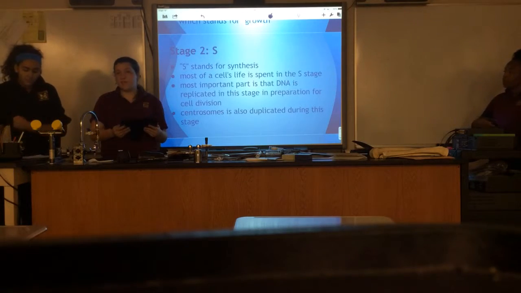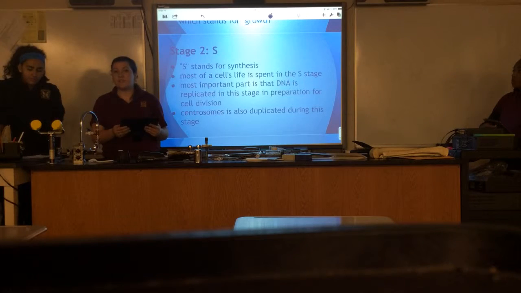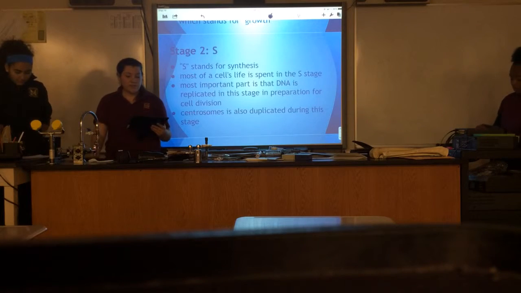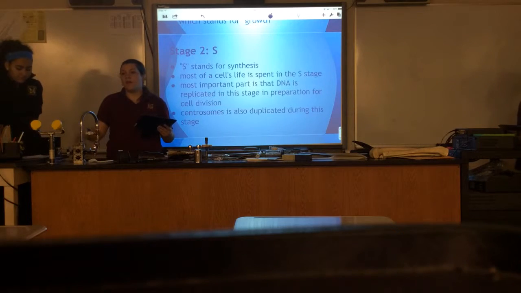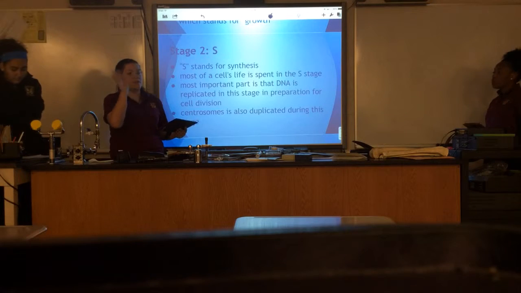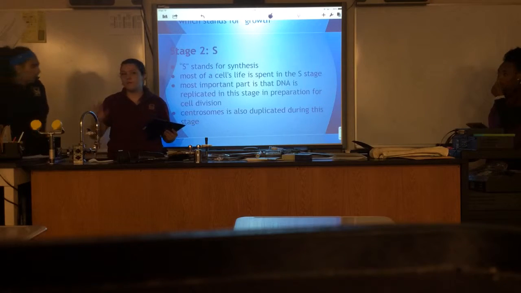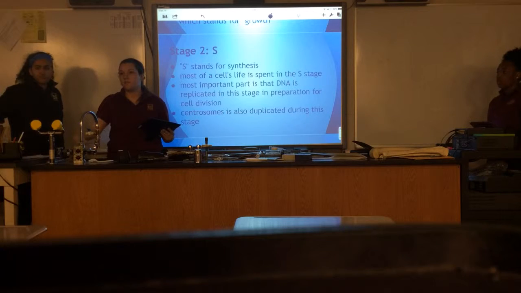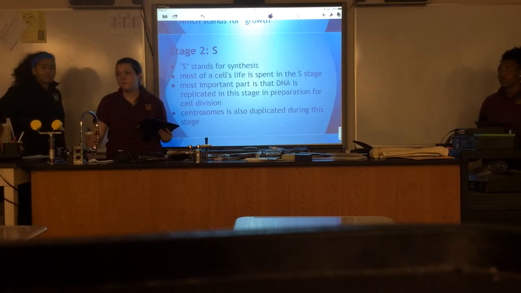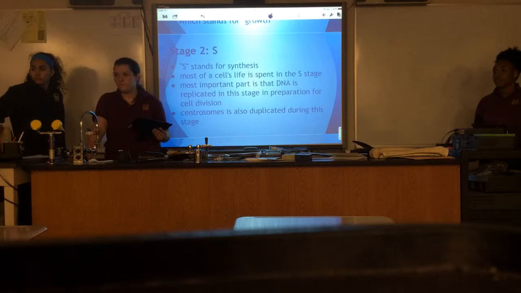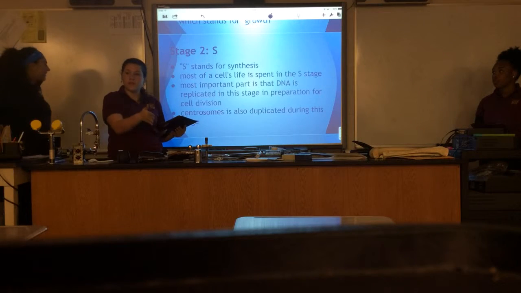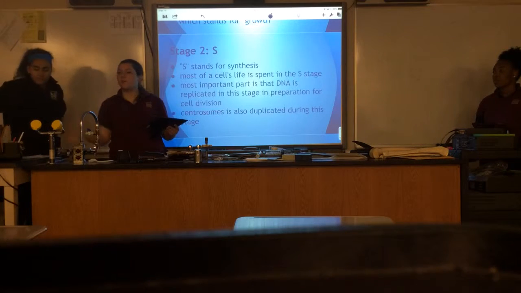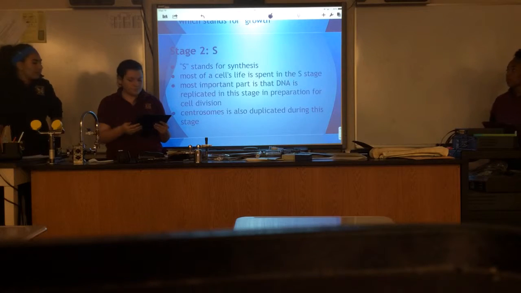The second phase is the S stage, and it's very important because it is the synthesis stage. During this stage, all the DNA is duplicated in the nucleus. Can anyone tell me why it would be a good thing that we're duplicating the DNA? Sam? So that it's ready once it splits. Yeah, since you have two sets of identical DNA, one set can go to one cell and the other set can go to another cell in mitosis.